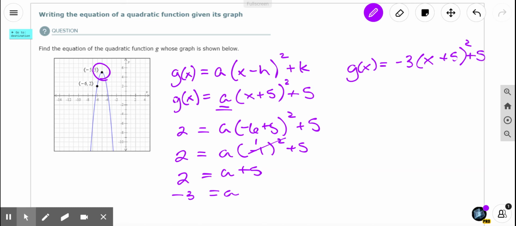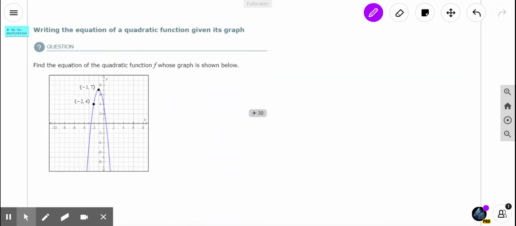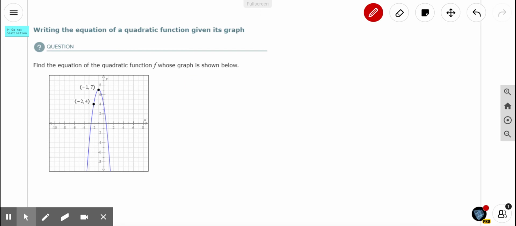Okay, I have one more problem. Again, this one you don't have to have in your notes, but if you are trying to figure out how to do this and you want another practice problem, stop the video now and do it, and then check your answer. Okay, so it says function f.